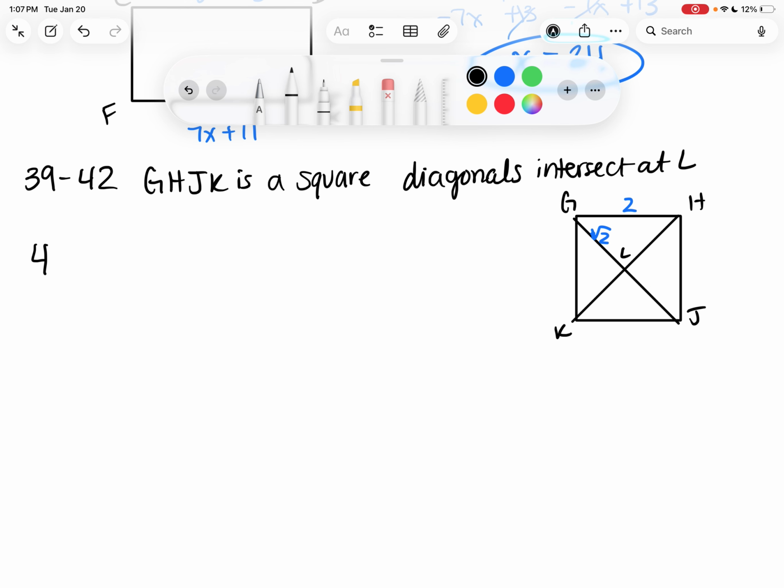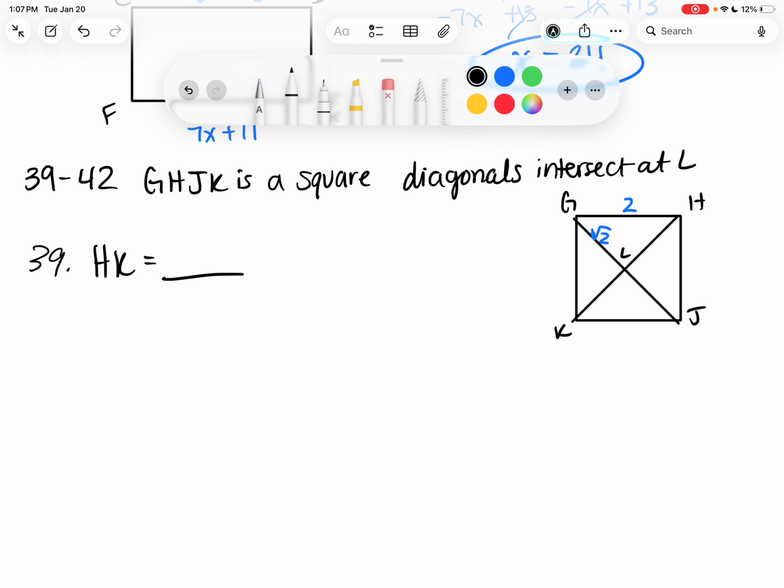Number 40 says HK is equal to blank. So HK is this diagonal right here. So what do I know to be true about the diagonals of a square? They all are equal to each other, or congruent to each other. Thank you, this is actually problem 39. Yes, the diagonals are congruent.